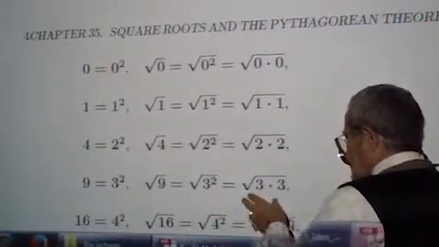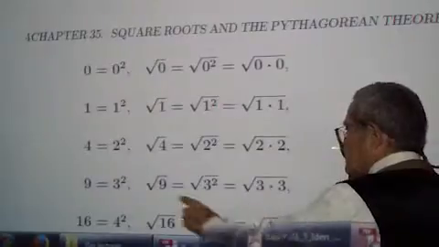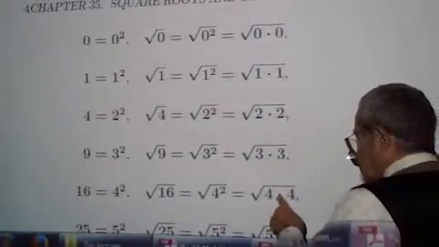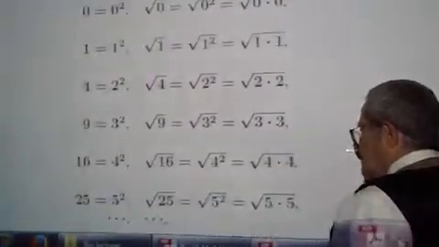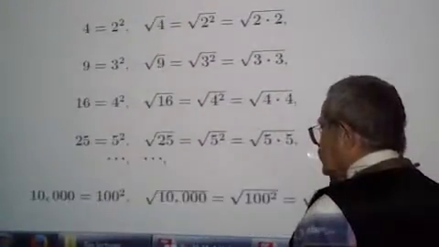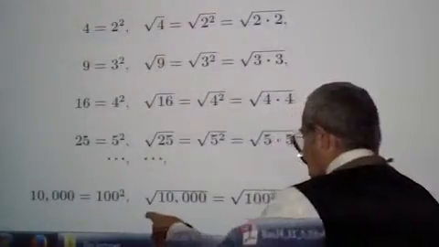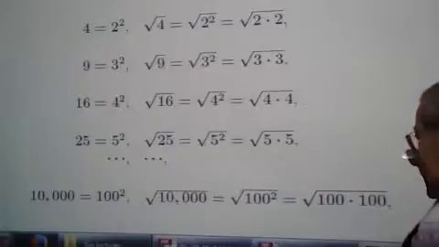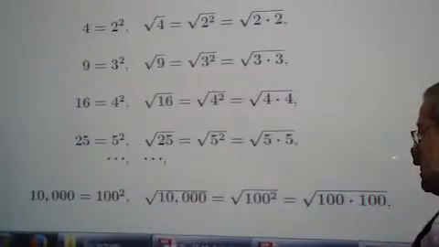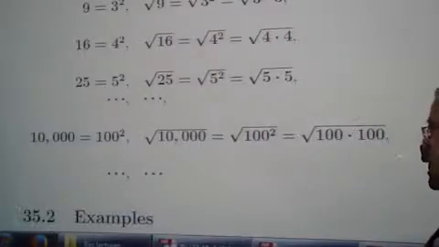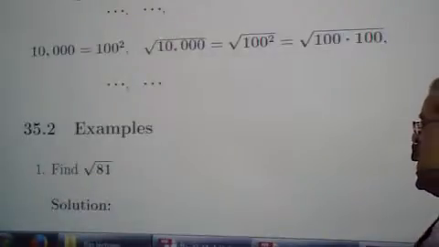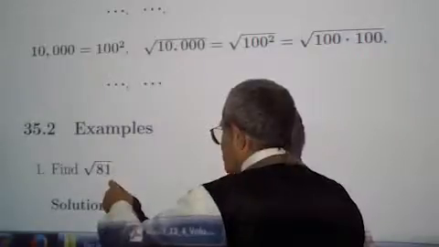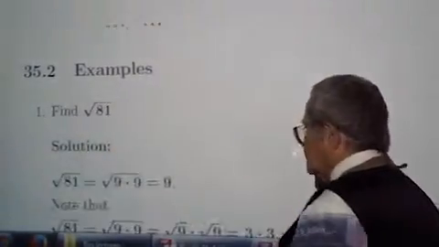Square root of 9, square root of 3 times 3 is a single 3. Square root of 16, square root of 4 times 4 is a single 4. Square root of 25 is just 5. Square root of 100 squared is just 100, because 10,000 is 100 times 100. That's square root. What is the square root of 81? 81 can be written as 9 times 9, comes out as a single 9.